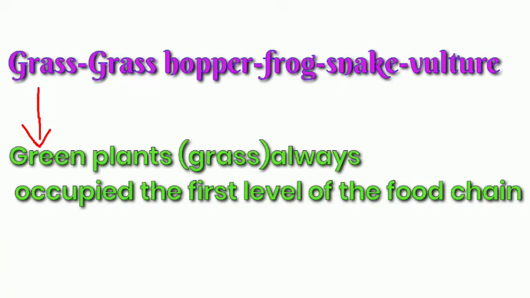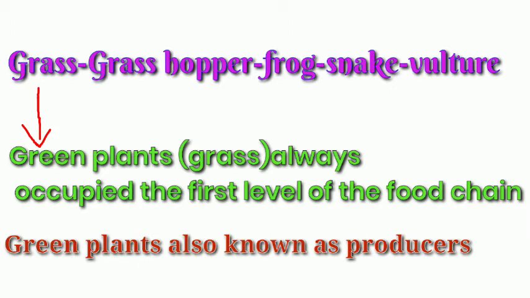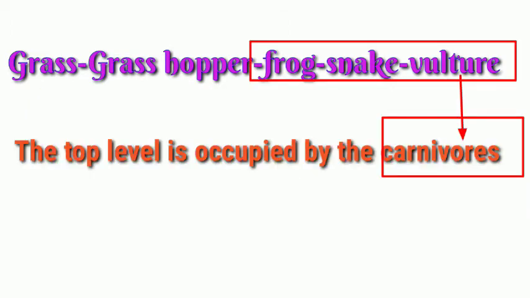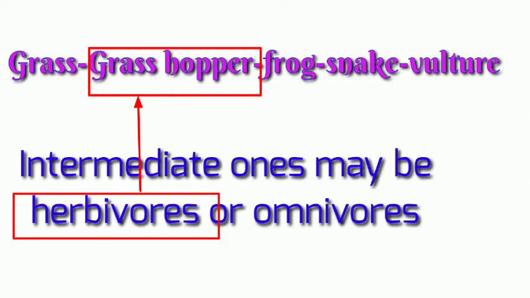Green plants always occupy the first level of the food chain. Here the example is grass. They are also known as producers because they can synthesize their own food materials. The top level is occupied by the carnivores, that are frog, snake, vulture in the above flow chart. Intermediate ones may be herbivores or omnivores. Here herbivores, example grasshopper. They only eat grass.